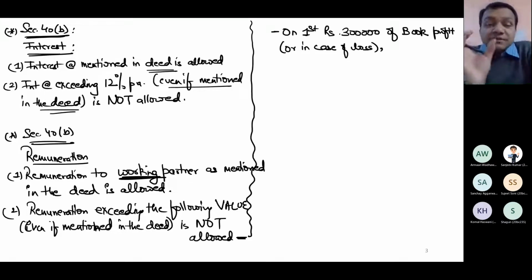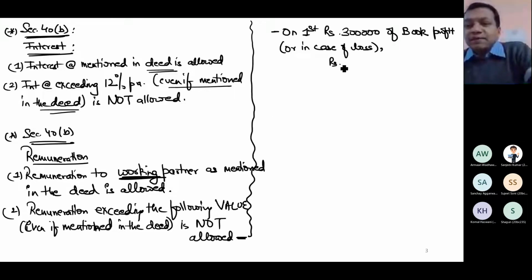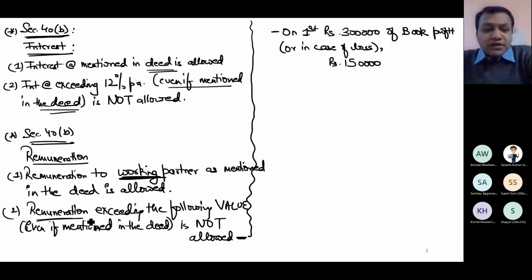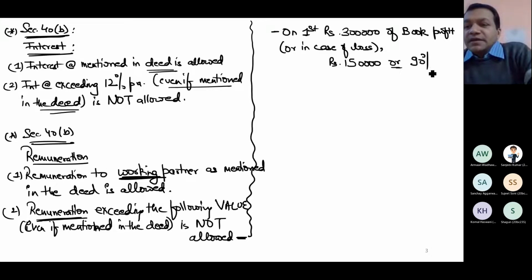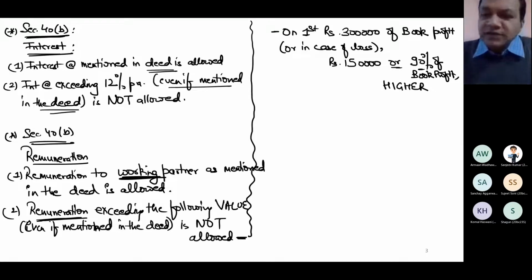how much maximum can you pay to the partners? Rupees 1,50,000 per year. Of course, everything is per year and not per partner. This remuneration is total remuneration to partners. It is not to each partner. It is total to all the partners. 1,50,000 or 90% of book profit, whichever is higher. You must be facing some difficulty at this point, so we will discuss it with the help of a numerical.